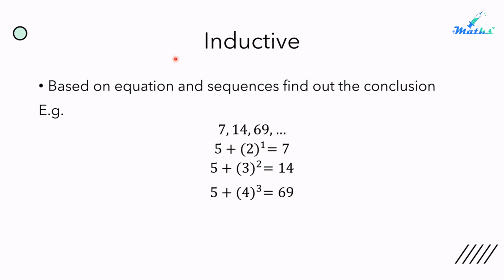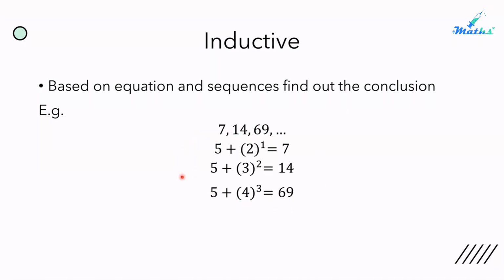So the last part of this chapter is inductive. In this inductive, there is only one type of question. It's based on the equation and sequence, find out the conclusion. So what is the equation? Here, as you can see here, 3 is the equation. And what is the sequence? It is 7, 14, 69. And how I get this sequence is here.